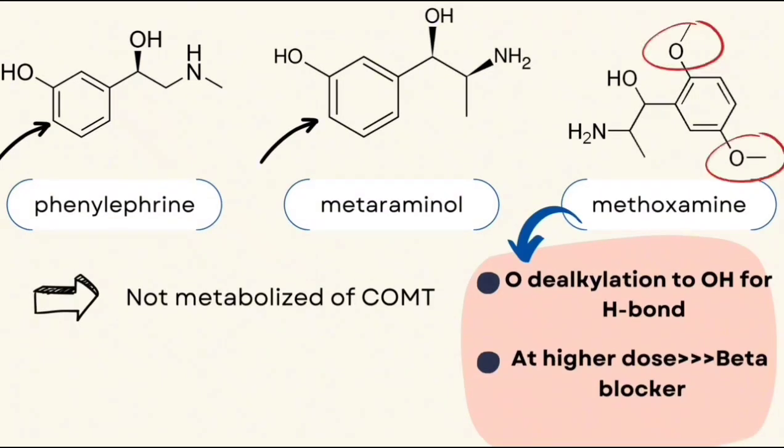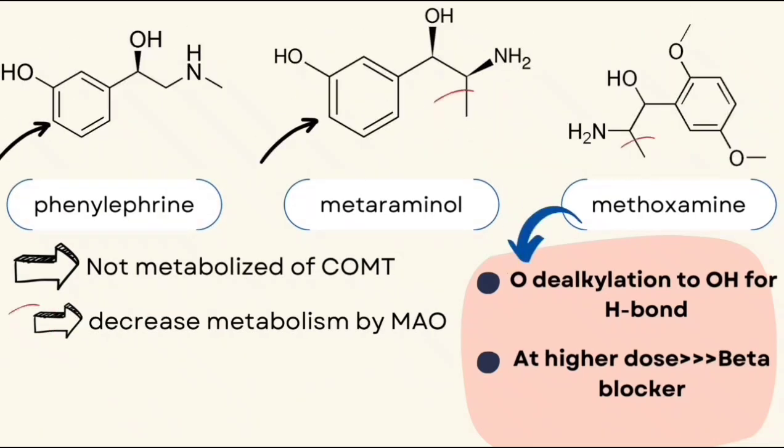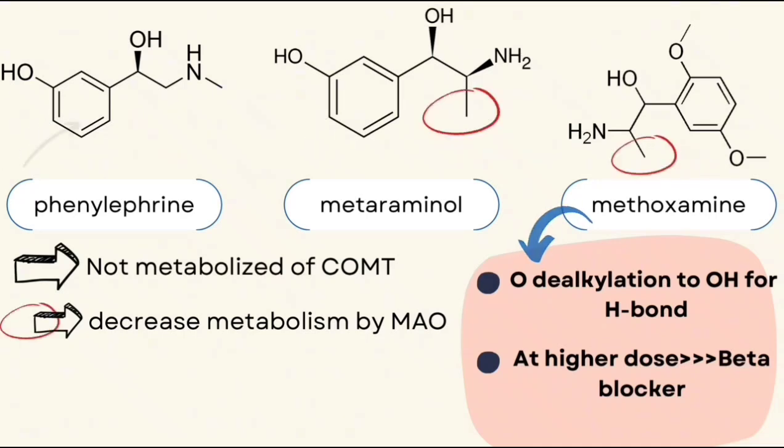And we can notice that the para-hydroxy group had been removed to give selective alpha-1, as we said before, and hence they all resist metabolism by COMT as they are not catechols. Metraminol is a structural isomer to phenylephrine. And methoxamine undergoes O-dealkylation to hydroxy group for the hydrogen bond to be established with the receptor, and at higher doses of methoxamine it becomes beta blocker. Here the alpha-methyl group in metraminol and methoxamine reduce their metabolism by MAO enzyme.